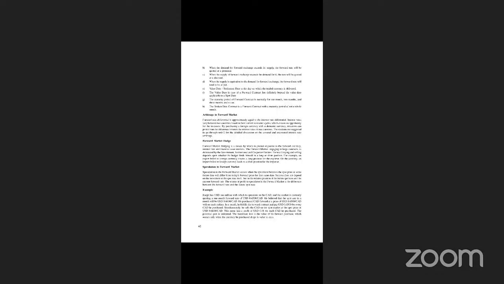On demand and supply: if the demand for forward exchange is more and the supply is less, then it is a premium, and vice versa. When the supply is more and the demand is less, it is at a discount. When the supply and the demand are equal, then it is at par. Here the settlement date plays a vital role, on which the traded currency is delivered.